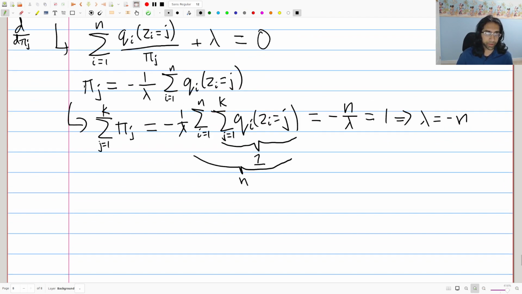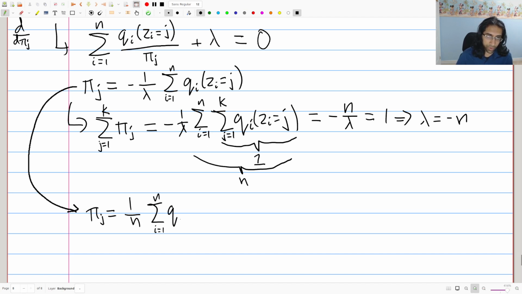Okay, so what do we do with this? Well, remember our expression for pi j here. We're just going to use this to give our final expression for pi j. So pi j is equal to 1 over n times the summation from i equals 1 to n of q_i(c_i = j).